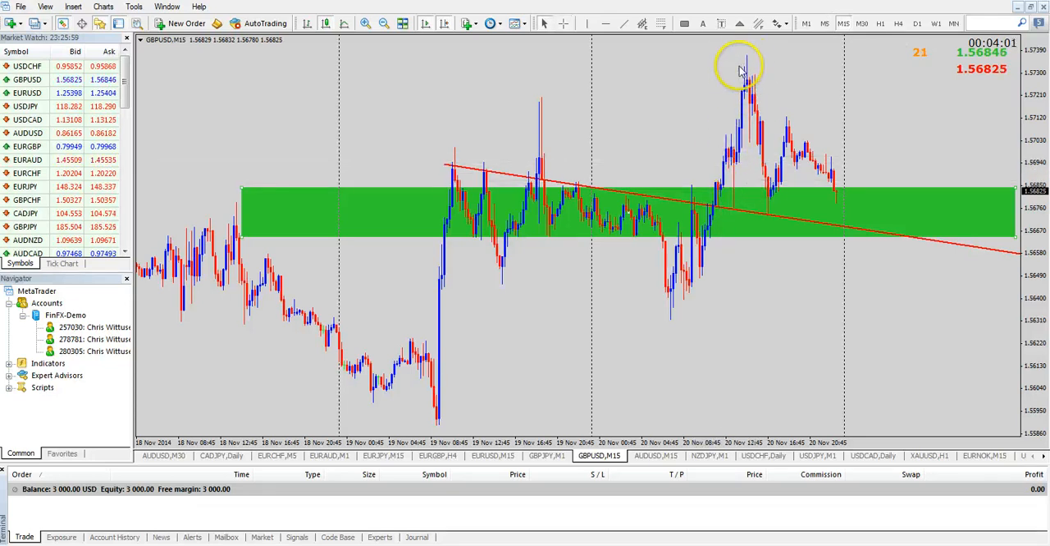When you start seeing the wicks, start thinking about getting out. This is going to go into the box, then it's going to break through this trend line, and then it's going to go all the way down to, I don't know, GBP/USD. I would say it's going to go down to China, but it's not. It's going to go down though.